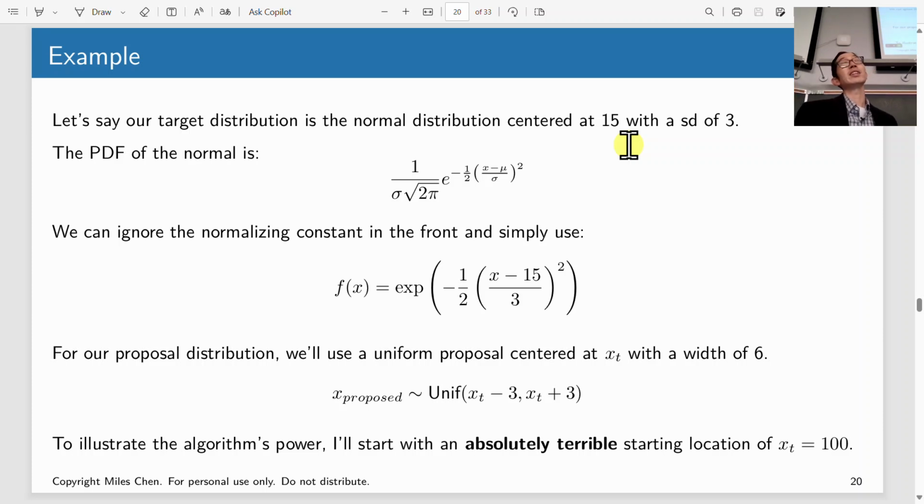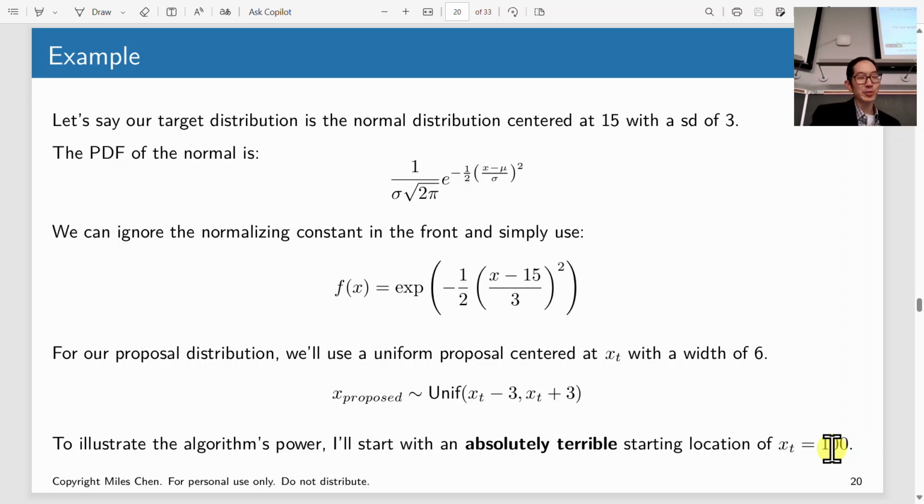And then 99.7% will be between plus or minus 9, so 6 and 24, okay? 24 is like 3 standard deviations above 15. And here I'm at 100. 100 is what? 85 over 15? So it's like, I don't know, 28 standard deviations away from the mean or something? Okay, so it's terrible, right?